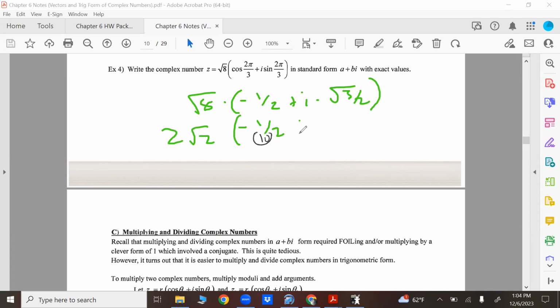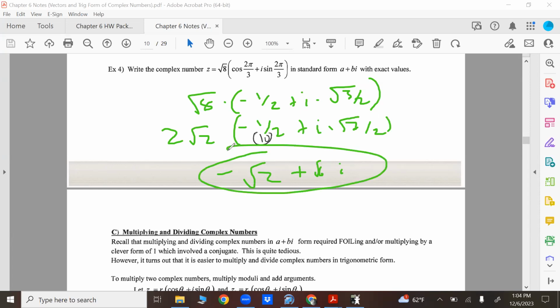Yeah, so probably a good idea to simplify it, right? Distributing should get negative root 2 plus root 6 i. Yep. And actually, it's a little lazy of me, but I should put the i to the left, because then it looks like maybe the i is inside the radical, you know?